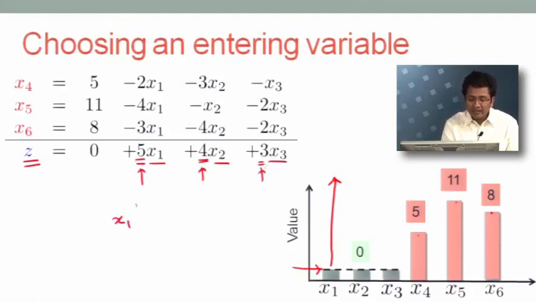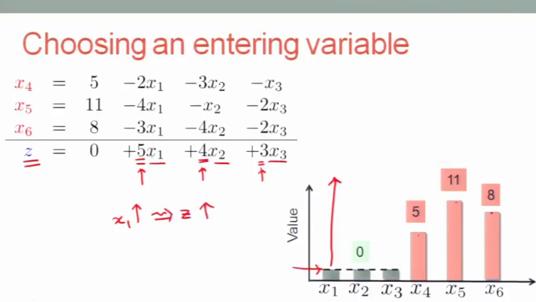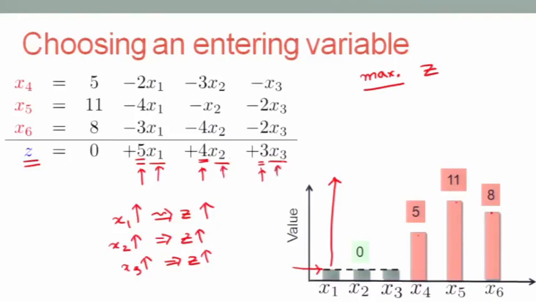So if we increased x1, then z is also going to increase. If this were minus 5, that wouldn't be the case, but since it's plus 5, if x1 goes up, then z goes up. Likewise, if x2 can be increased, then z increases. If x3 can be increased, then z increases. So to increase the value of z, because my objective of the problem is to maximize z, if I have to maximize z, then I should do so by increasing x1 or increasing x2 or increasing x3.